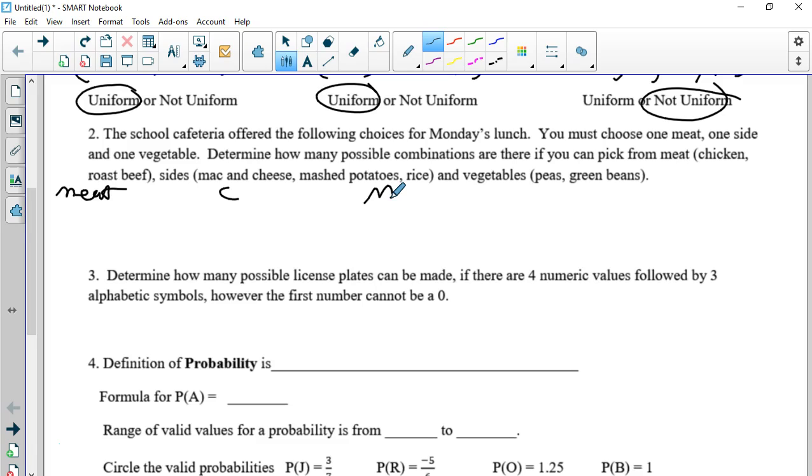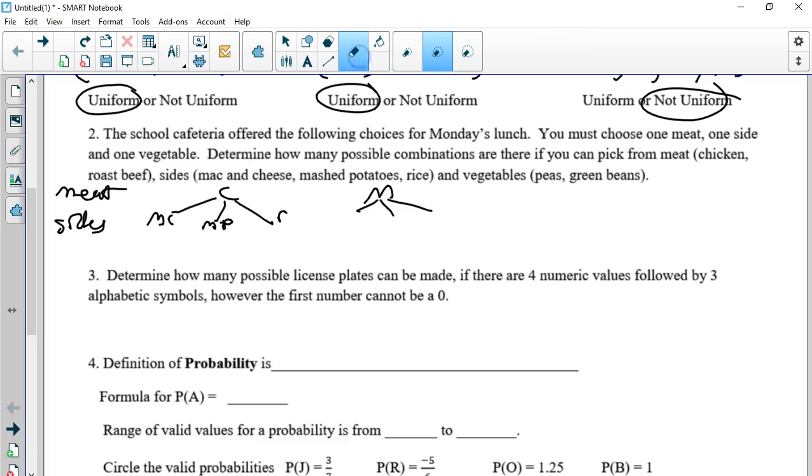And then I'm going to branch off the tree, my second level, which is my sides. Now, I can have chicken and mac and cheese. I could have chicken with mashed potatoes, or I could have chicken with rice. I could have the same 3 choices. I don't know why I put an M for roast beef. I guess I was thinking meat. Roast beef, right there. Or if you're the Grinch, roast beefs. Okay, so with my roast beefs, I can have mac and cheese, mashed potatoes, or rice.